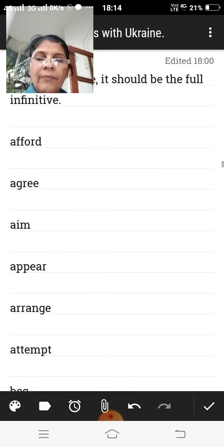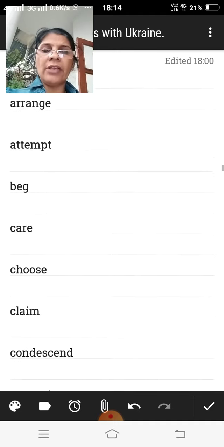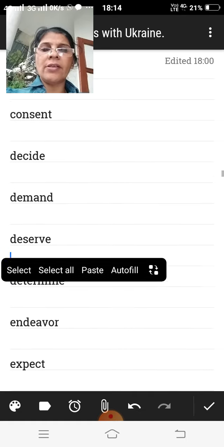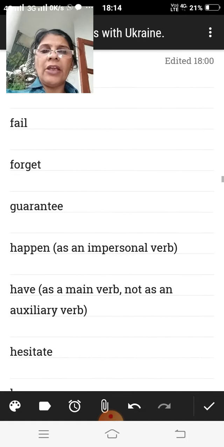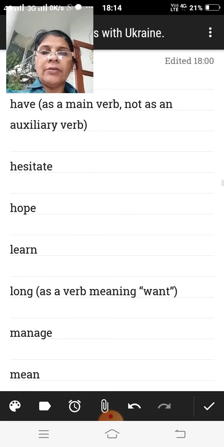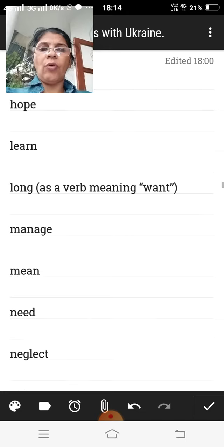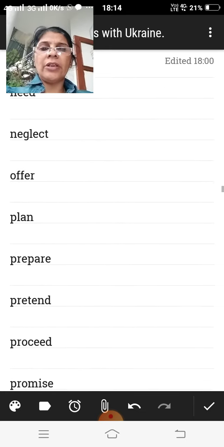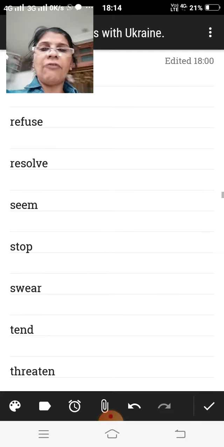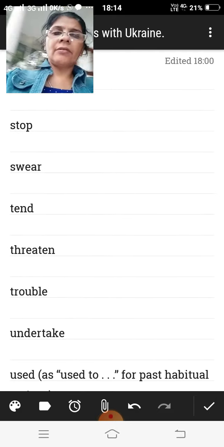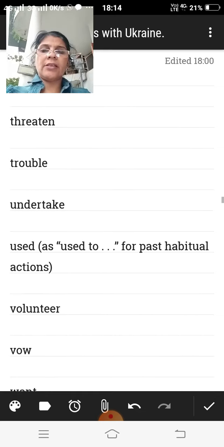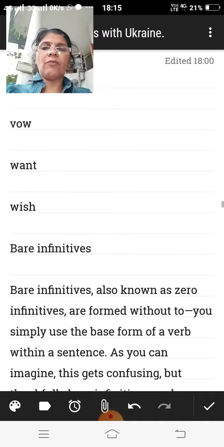Afford, agree, aim, appear, arrange, attempt, beg, care, choose, claim, consent, demand, determine, expect, fail, guarantee, happen, have, hesitate, hope, learn, long, manage, mean, need, neglect, offer, plan, prepare, pretend, proceed, promise, refuse, resolve, seem, threaten, trouble, undertake, used, volunteer, vow, want, wish.